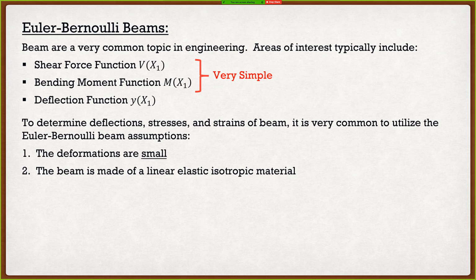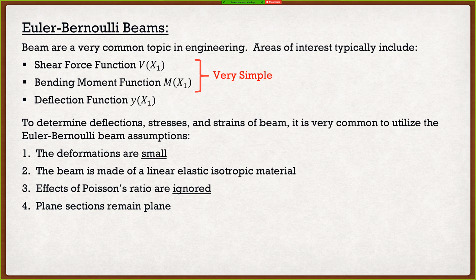Again, in civil engineering applications, we deal with steel, which we know is isotropic and very nice. The linear elastic part, well, under most of the beam's life, it will behave nice and linear elastic until you get into something like an earthquake, of course. Three, the effects of Poisson's ratio are ignored. All right, and this one sounds a little bit more scary, but I'll touch on that in just a second. And the fourth one is plane sections remain plane.